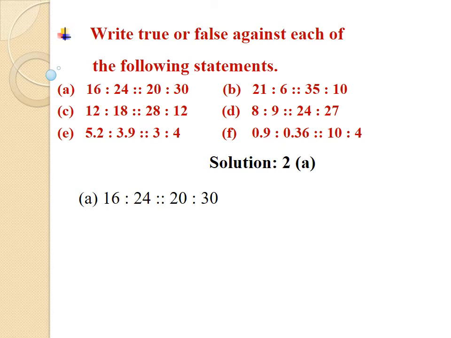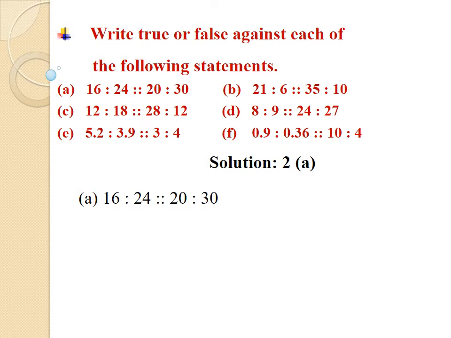Students, in the previous question, we determined whether the given terms are in proportion or not, and we solved sum A by two different methods. In the first method, we solve the sums by writing two ratios as fractions and reducing them into the simplest form and state whether the given ratios are in proportion or not.